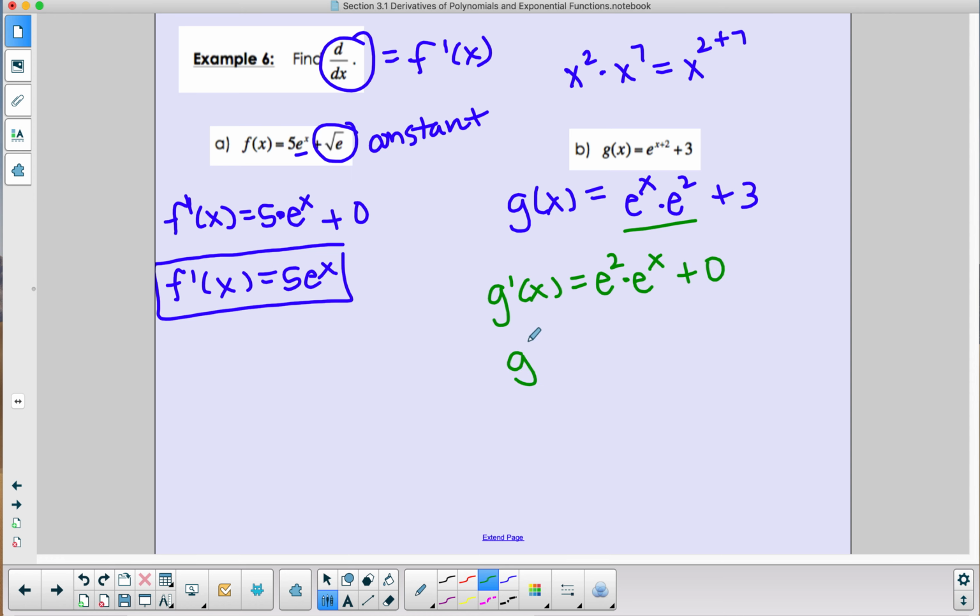So I'm just going to go ahead and rewrite this. I would have e to the 2nd times e to the x. I'm going to put those back together, so it'd be e to the 2 plus x, or I like to write x plus 2. So that is my derivative for example B. And that is it for section 3.1.